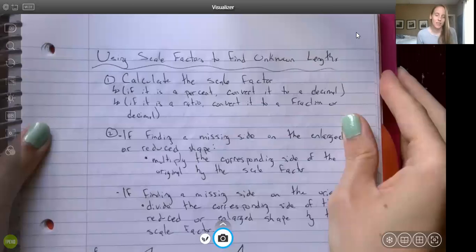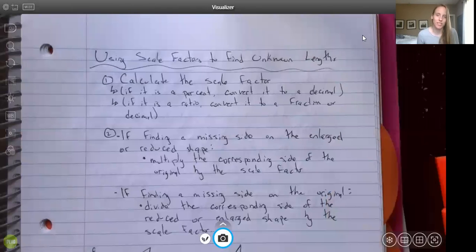In the last lesson, we talked about using proportions to find unknown lengths of sides. You can also use scale factors to find unknown side lengths. Obviously, you start by calculating the scale factor. If you do calculate it as a percentage, I would recommend converting it to a decimal. Actually, you need to convert it to a decimal, so you divide by 100 to do that. If you have it as a ratio, convert it to a fraction or a decimal.